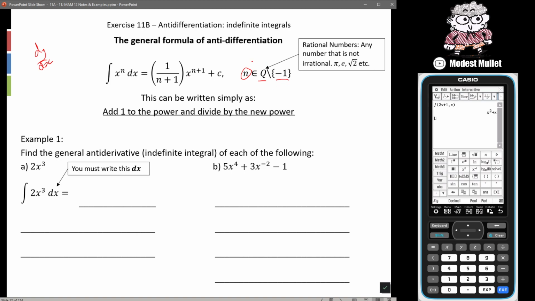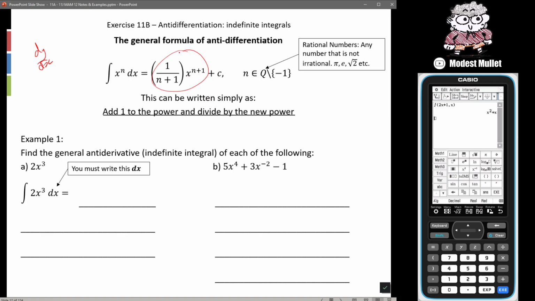So what is rational? It's any number that can be written as a fraction of integers, but essentially it means any number that's not irrational. And irrational numbers we know are pi, e, square root of 2, or any surd that can't be simplified, so square root of 3. So this only works for rational exponents. And in Year 12 Methods, we're almost always going to be dealing with rational numbers.